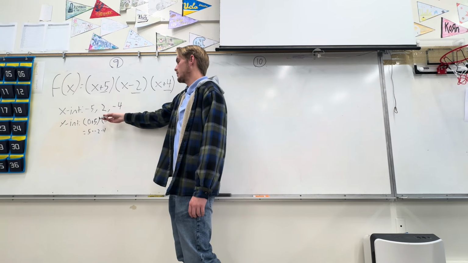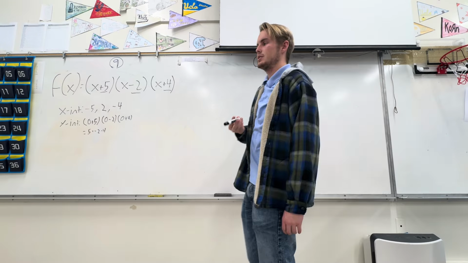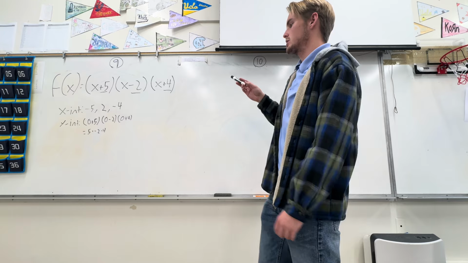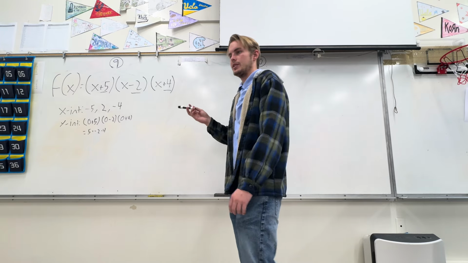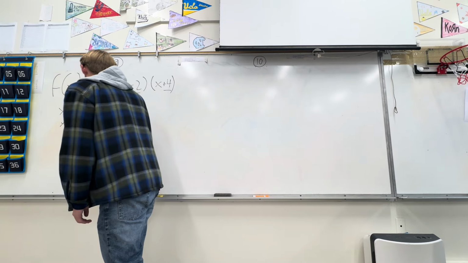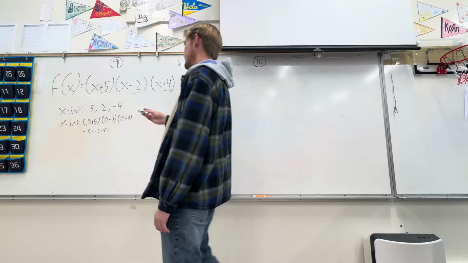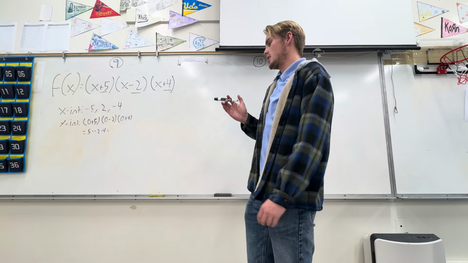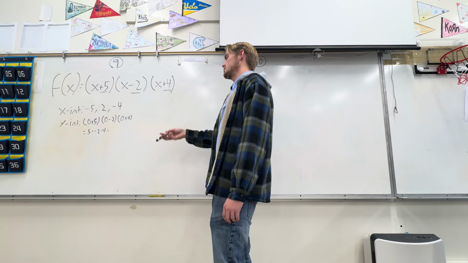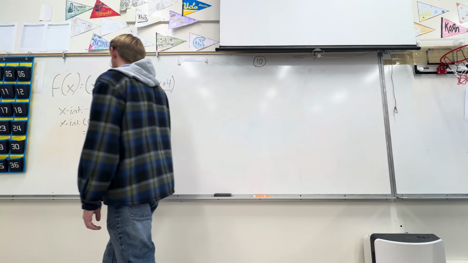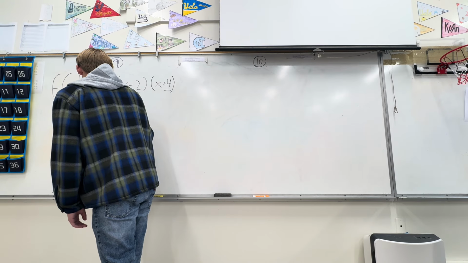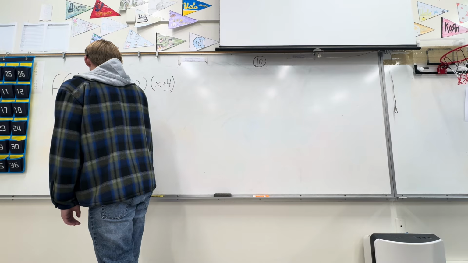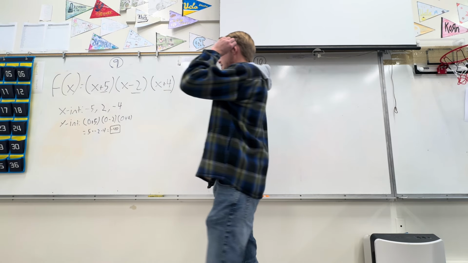This step right here of writing 0 plus this, 0 minus that, is unnecessary. You can just take those three numbers from where they are and then just multiply them. So if we multiply these, we get 5 times negative 2 is negative 10, and then negative 10 times positive 4 is negative 40. So our y-intercept is at negative 40.